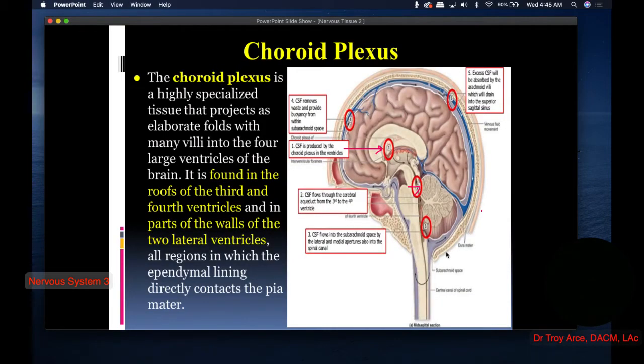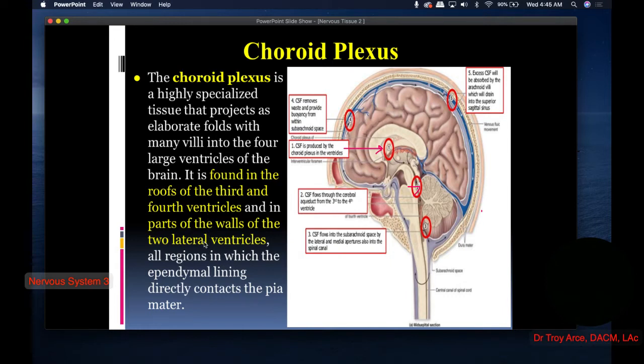We touched a little bit on the choroid plexus, and the choroid plexus is a highly specialized tissue that projects as elaborate folds with many villi into the 4 large ventricles of the brain. And so it is found in the roofs of the 3rd and 4th ventricles and in the parts of the walls of the 2 lateral ventricles. All regions in which the ependymal lining directly contact the pia mater.